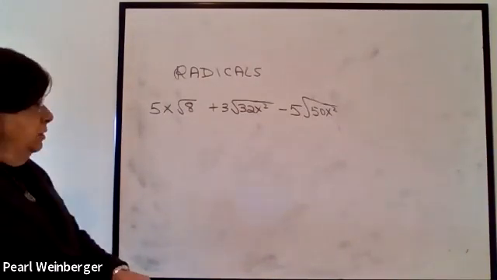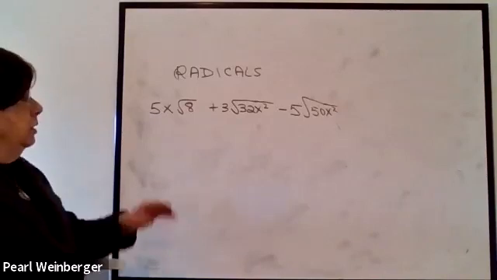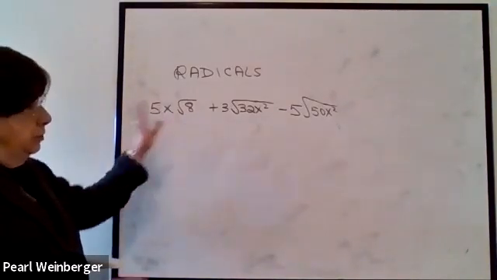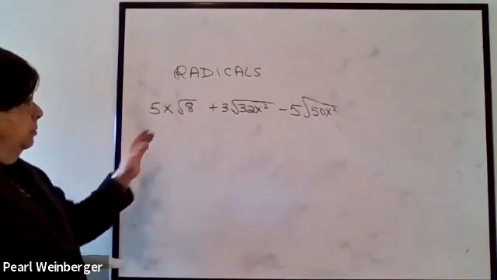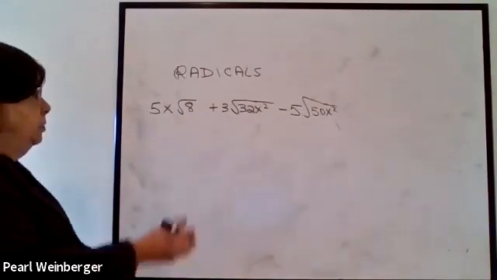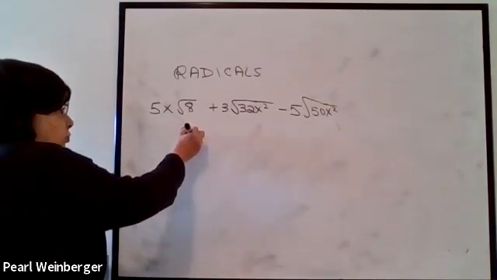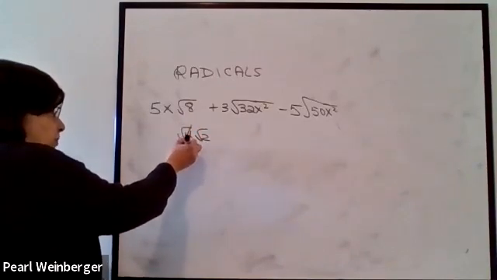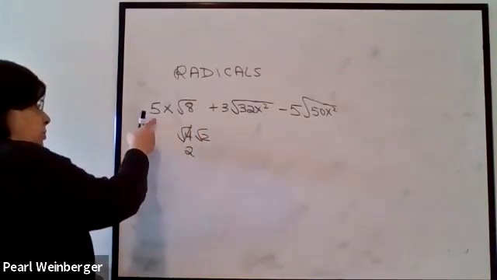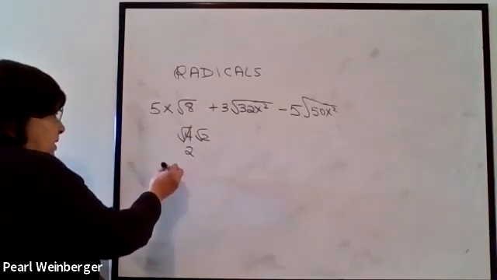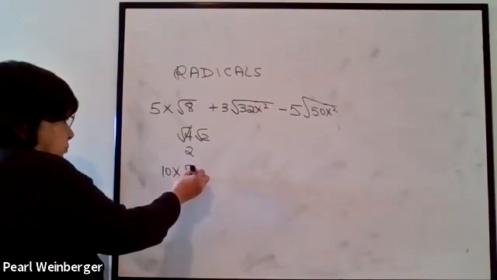Okay, let's see if we can do this now. We want to simplify it as it stands. Well, there's nothing to combine. But we want to simplify our radicals. This radical 8, I'm going to break up into 4 and 2. And the square root of 4 is obviously 2. I can multiply the 10x by the 2, so that first term becomes 10x radical 2.